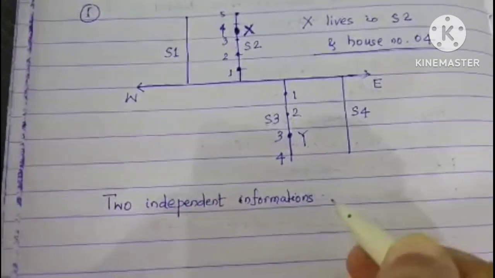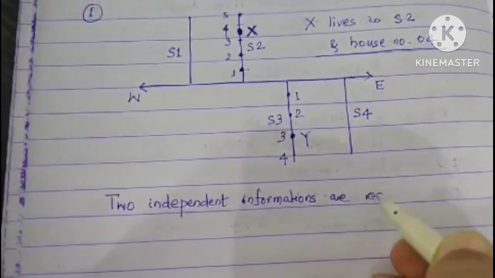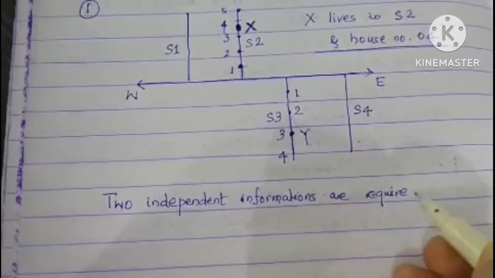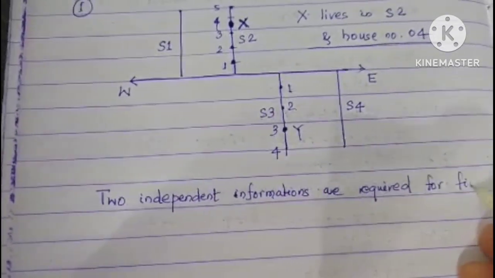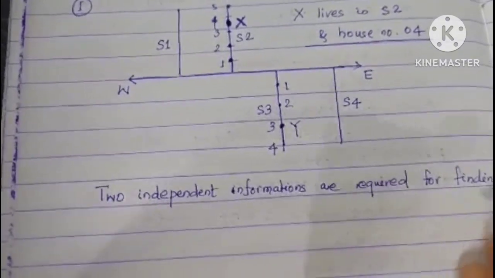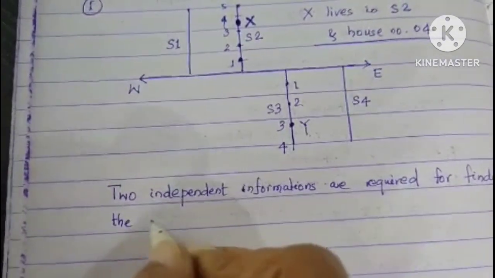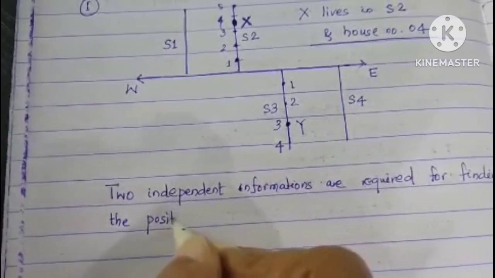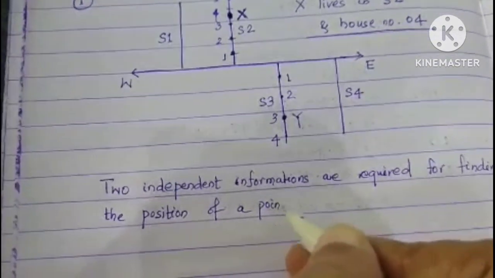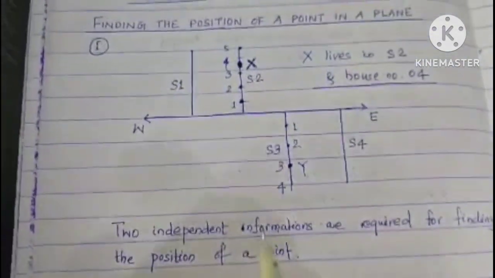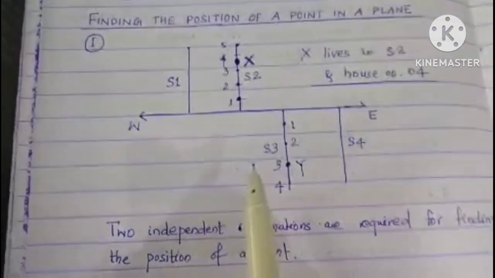for finding the position of a point. So this was one example, and let us learn it through another example.